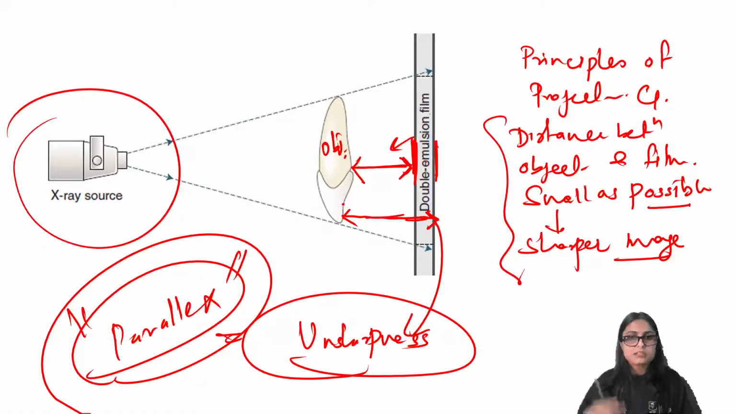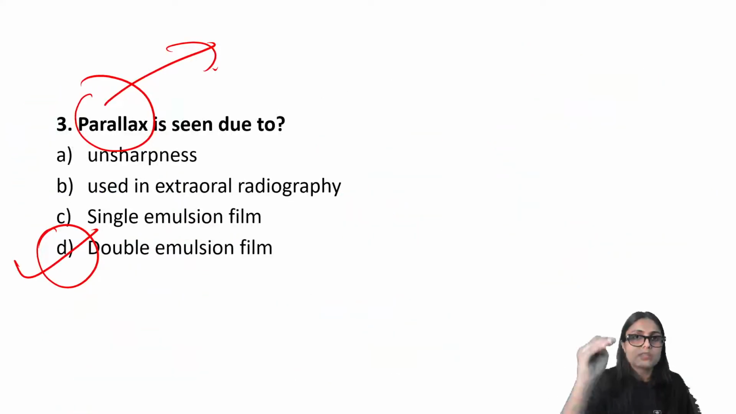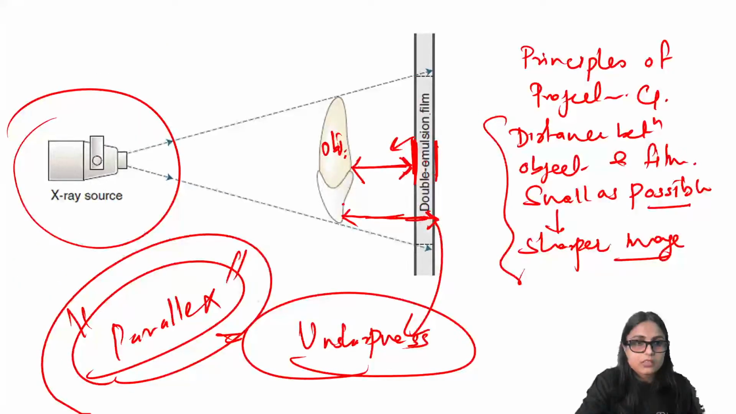Okay, and the question is direct. Parallax is caused or seen due to which condition? It is seen when we use double emulsion film. Okay. So this is based on the principle of projection geometry. Okay. So I hope this concept is clear, and this is the concept that you need to understand. Okay.